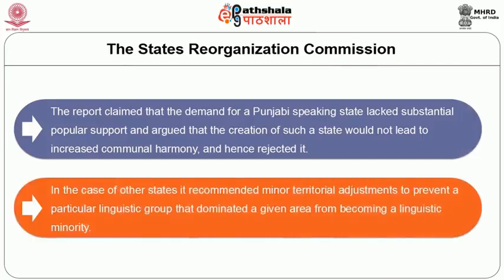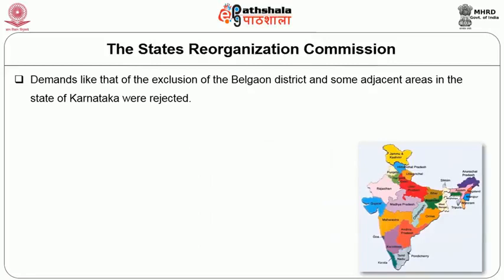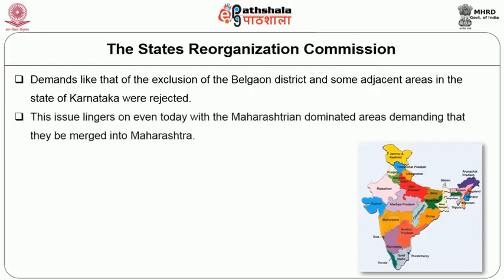In the case of other states, it recommended minor territorial readjustment to prevent a particular linguistic group that dominated a given area from becoming a linguistic minority. However, some similar demands, like that of the exclusion of the Belgaum district and some adjacent areas in the state of Karnataka, were rejected. The issue lingers on even today, with the Maharashtrian-dominated areas demanding that they be merged into Maharashtra.